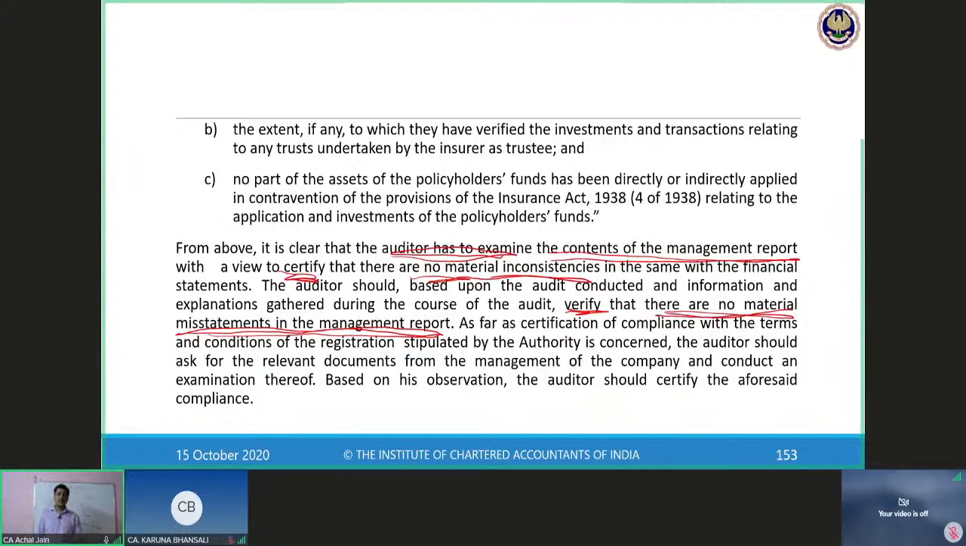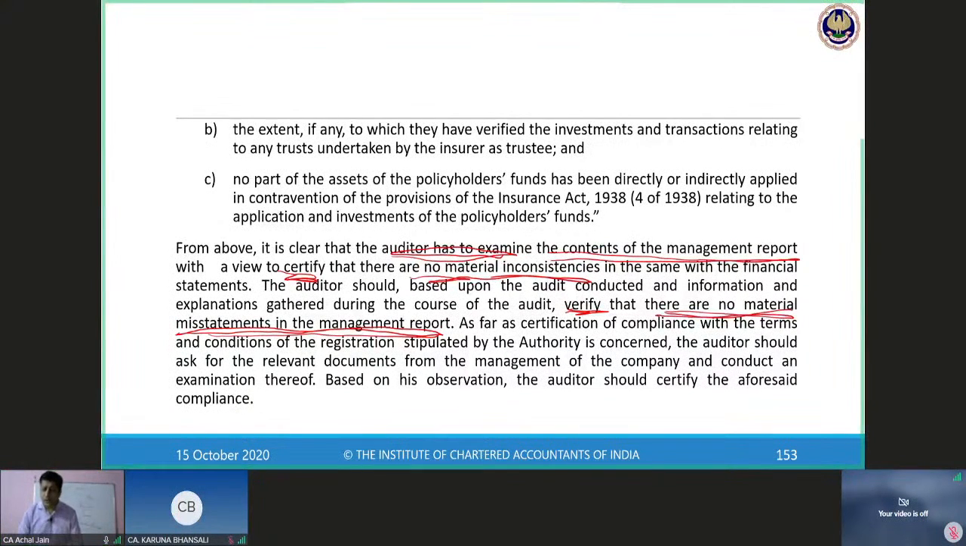And again, in this case, he'll have to ensure that there is no material misstatement in that other information or in this set of financial statements, because only then will he be able to ensure that there is no material misstatement in the financial statements. Otherwise, either the inconsistency will stay or the material misstatement will stay. If both of them go out, only then will the financial statements be considered to be not materially misstated.